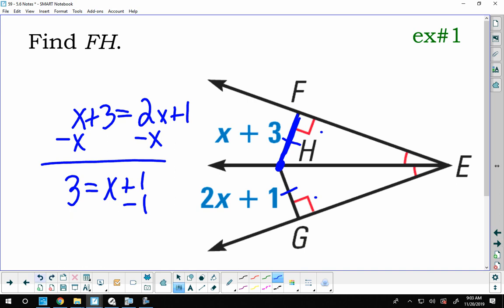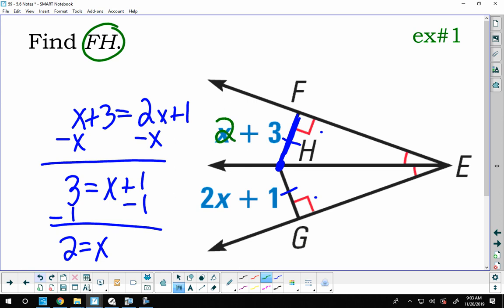But that is not what we were looking for. They wanted us to find the length of FH. So now that we know x is 2, we're going to plug 2 in for x. And 2 plus 3 means that the length of FH is 5.